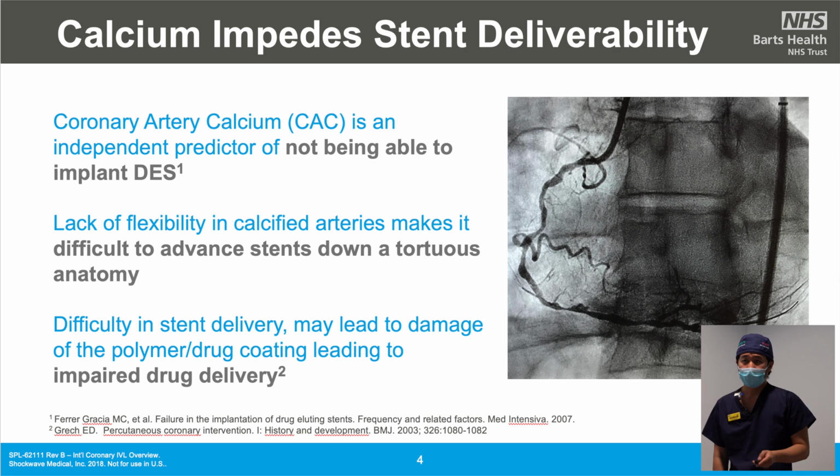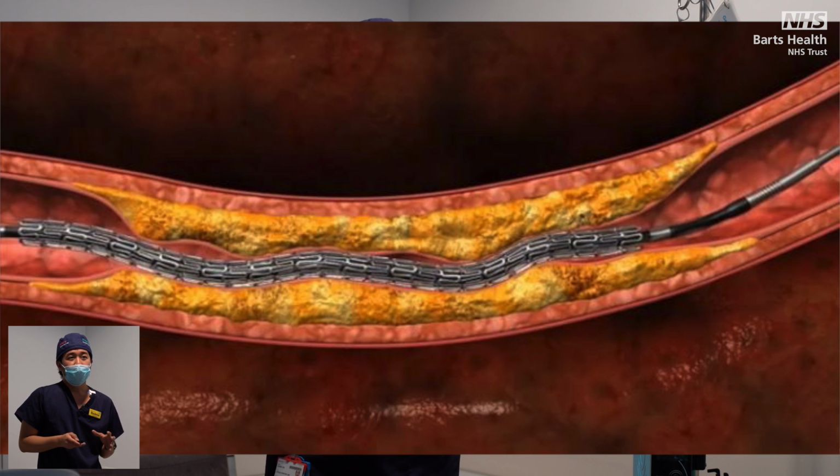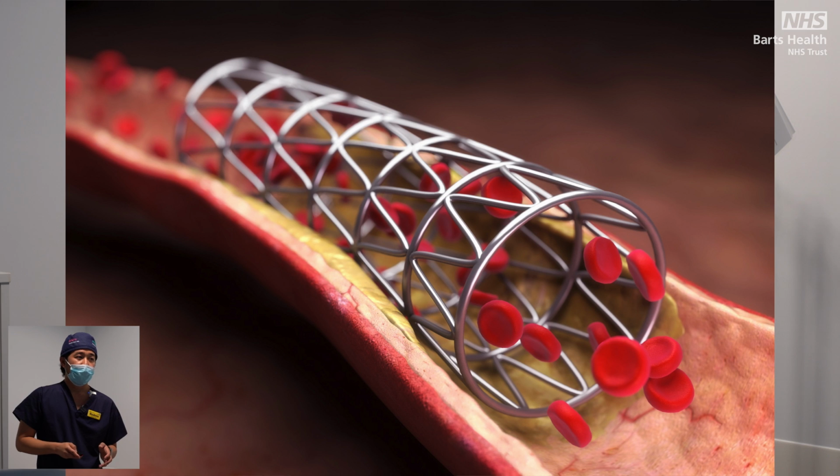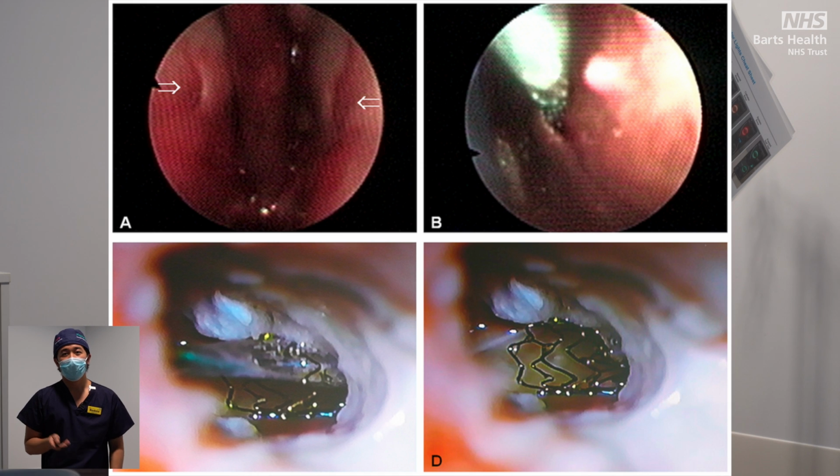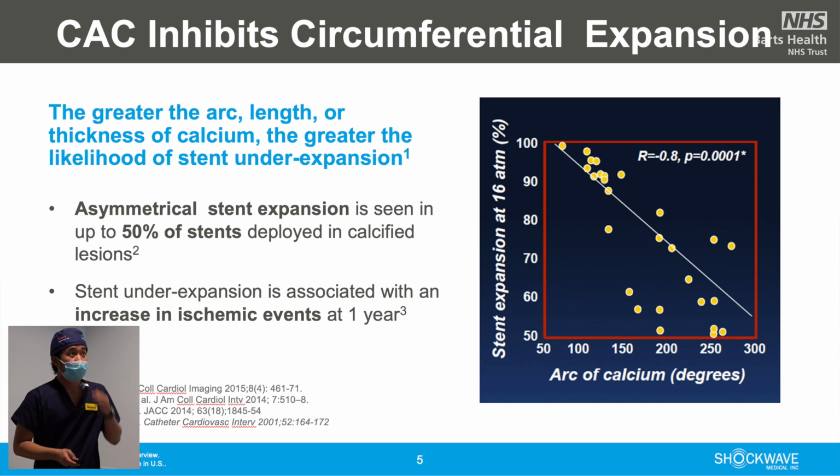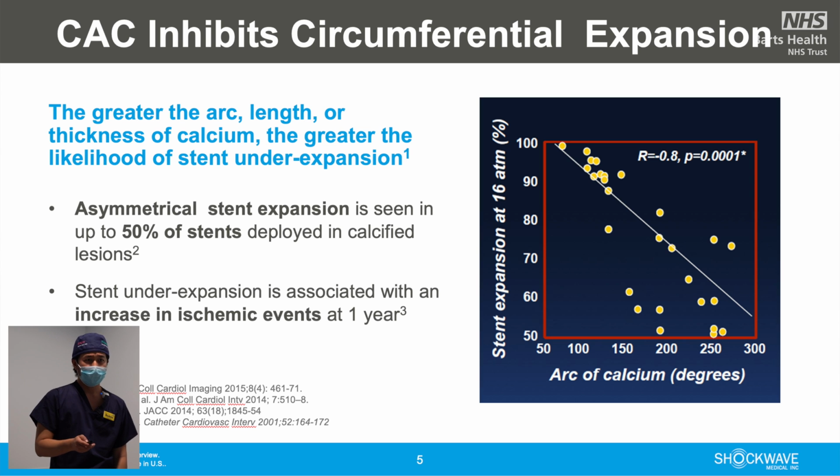And because of that, you cannot properly implant a stent. Also, sometimes when you deliver a stent, it hits the calcium, and some studies say it may lead to impaired drug deliverability because the stent is coated with a drug. So when you try several times to pass a stent through, it scrapes the surface and affects the drug delivery.